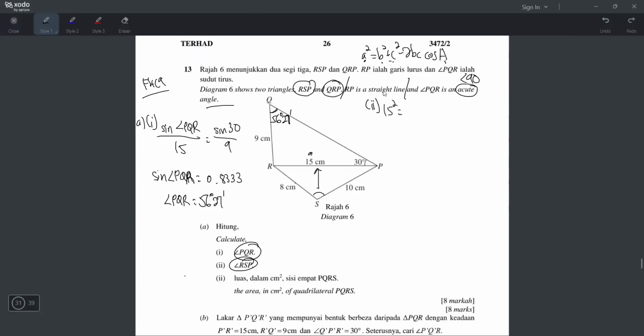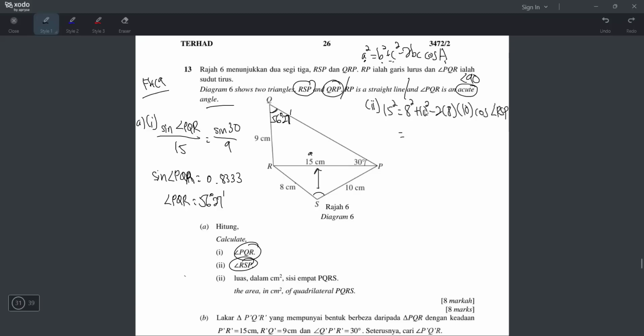15 square equals to b square plus c square, which is 8 square plus 10 square. Ataupun 10 square plus 8 square pun boleh, sama saja. And then minus 2 times 8 times 10 times cos A, and the A will be the angle you are trying to find. The angle RSP lah. So I write here angle RSP.